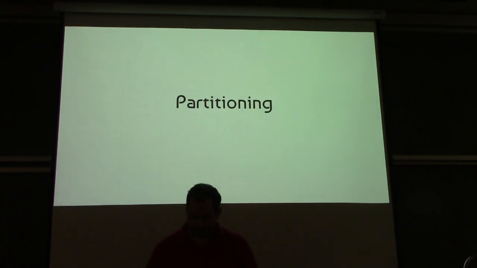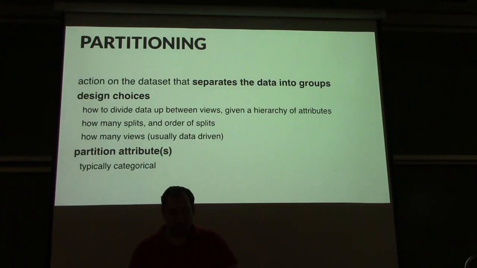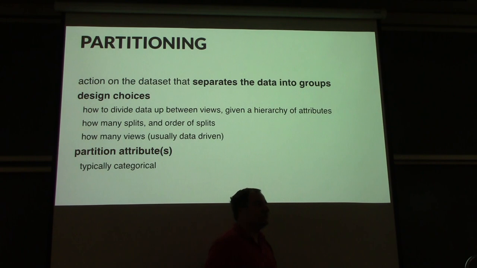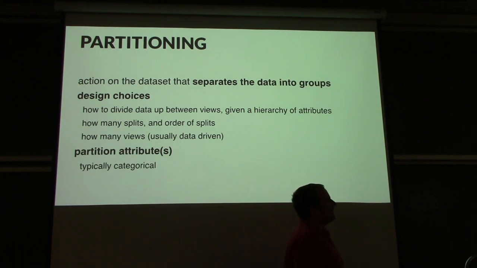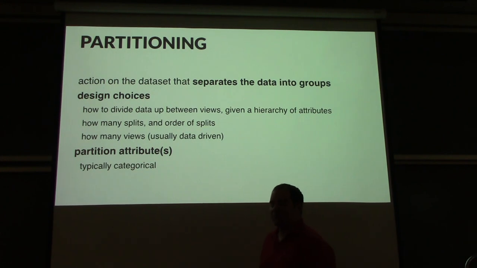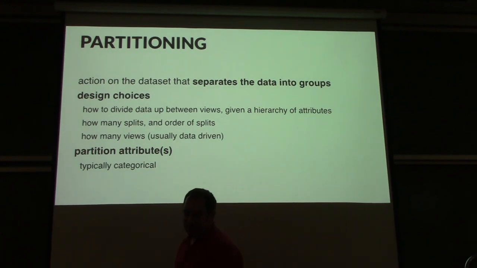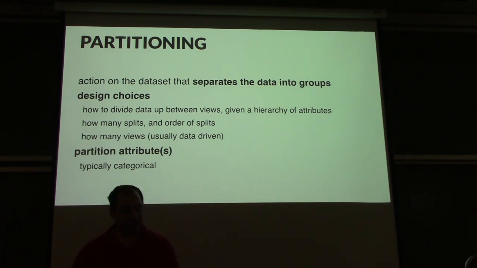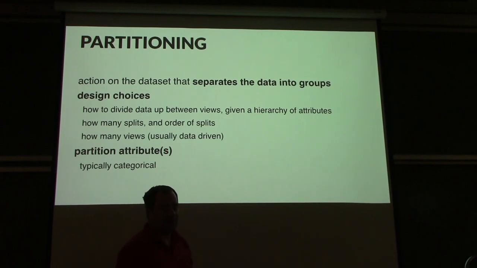Increasingly smaller. And then we talked about partitioning. Partitioning is really an important aspect, and here it's about separating a data set into groups. And you have a couple of design choices here. How do you divide the data up between views? For example, give them a hierarchy of attributes.